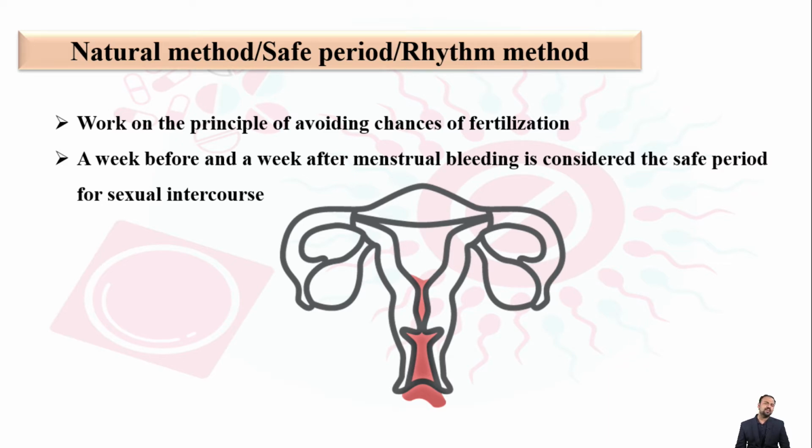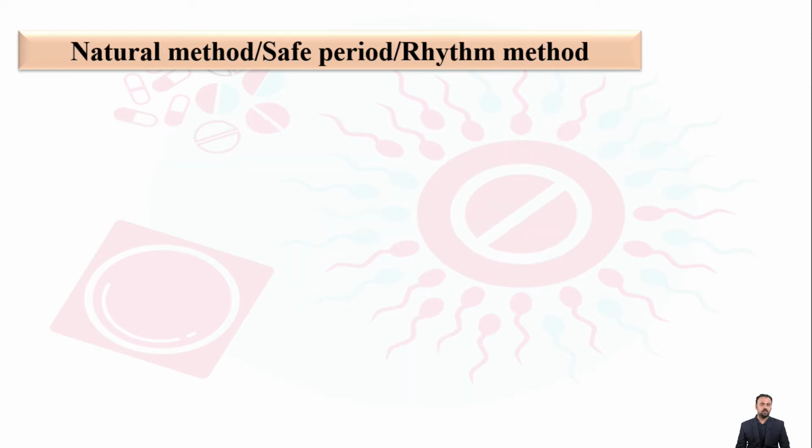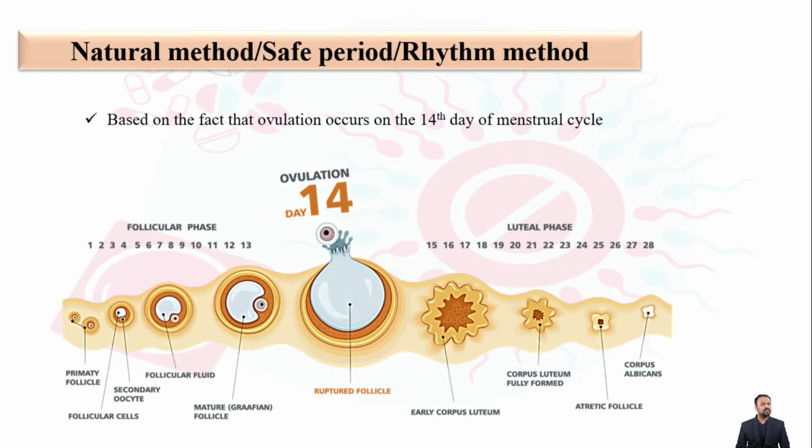Students, basically just after the female gets her period, it is generally safe to have unprotected intercourse because the chances of ovulation will be very less. Students, this method is based on the fact that ovulation generally occurs on the 14th day of the menstrual cycle, and therefore 1 week before and 1 week after the menstrual cycle begins should be safe.